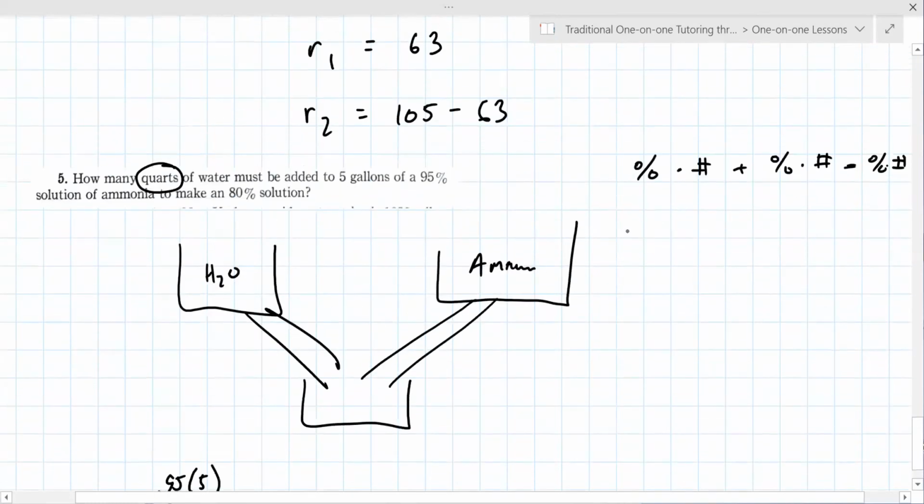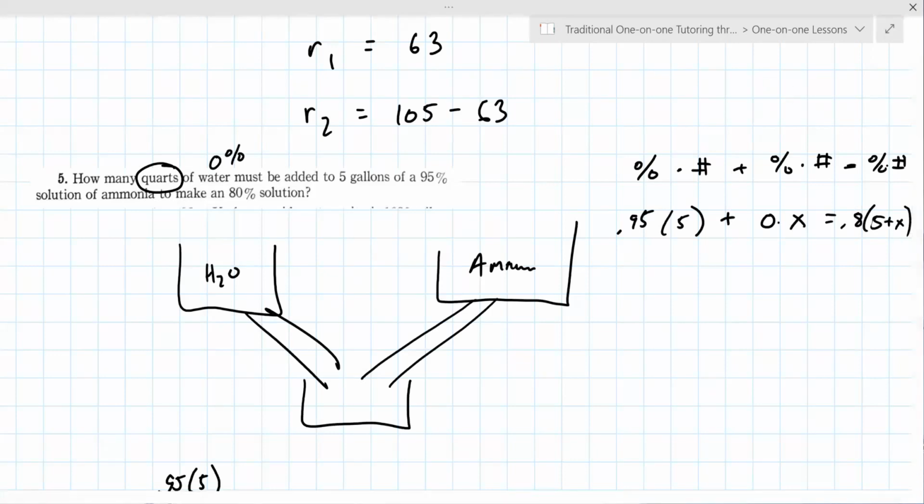I'm sorry. Let me show you this over here because now I'm understanding. It's 0.95 of 5 gallons. Water is 0% ammonia, so it's 0 times x. You want a 0.80 solution. You have 5 gallons, you add x to it. So this is just 0.95 times 5 equals 0.8 times 5 plus x. Now the problem is the answer is going to be in gallons, and you have to convert it to quarts, and you divide by 4. Yes. All right.